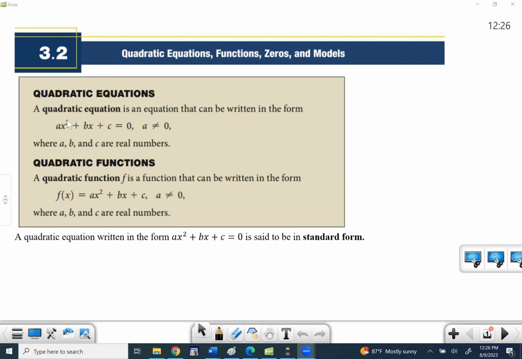If the highest exponent had been 1, it would be linear. And when we graph it, it would make a line. So that's why it's linear. But this would be a parabola. This would be a degree 2. So this is what we call our quadratics.